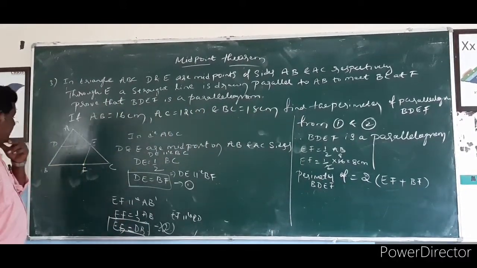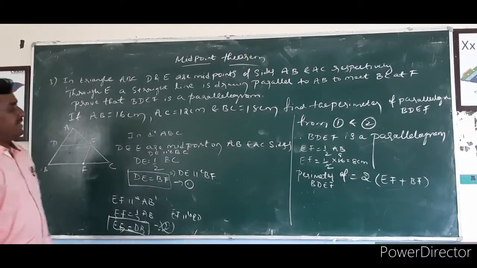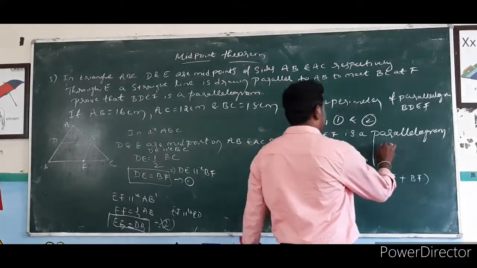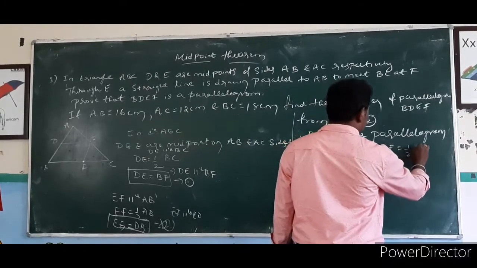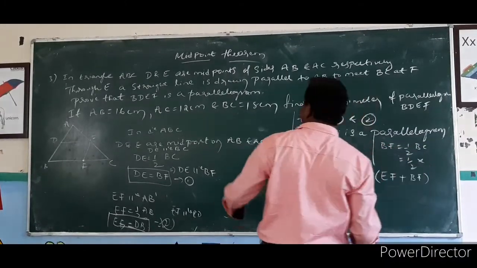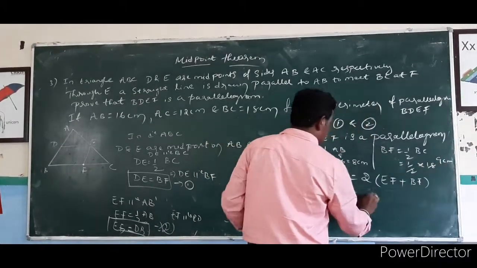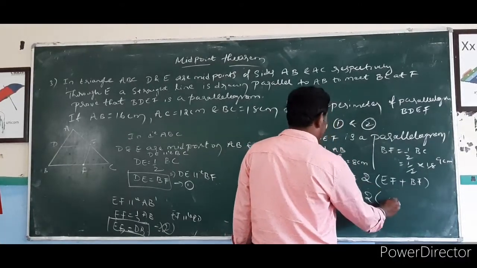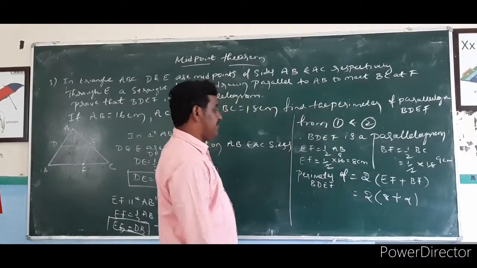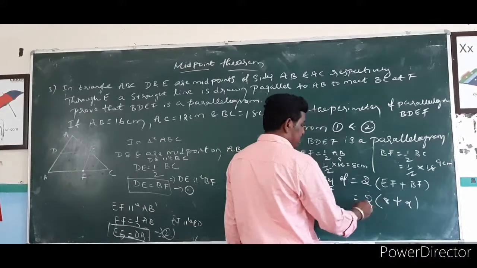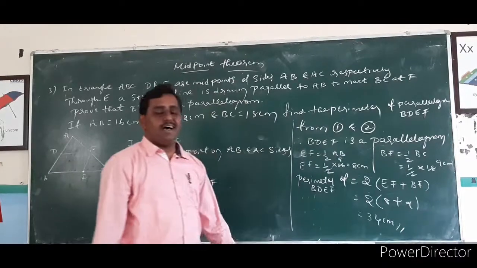Next, we have to find BF length. We know that BF is half of BC. BC length is given as 18, so half of BC is 9 centimeters. So the perimeter is 2 times (8 plus 9), which is 2 times 17, equal to 34 centimeters. So this is the answer.